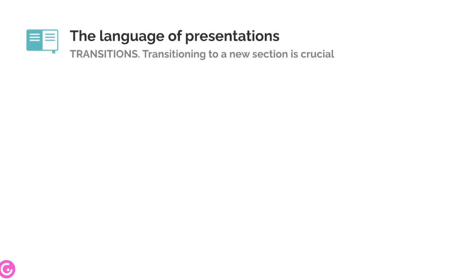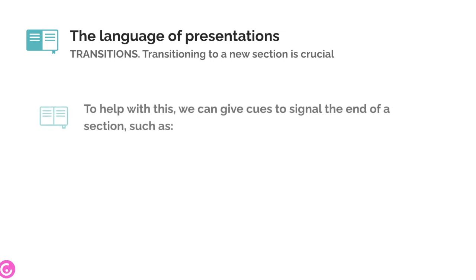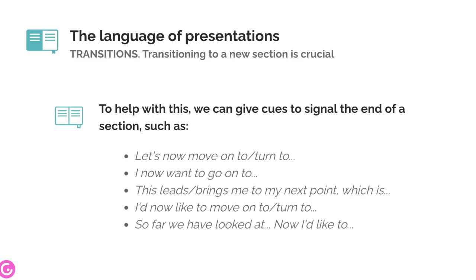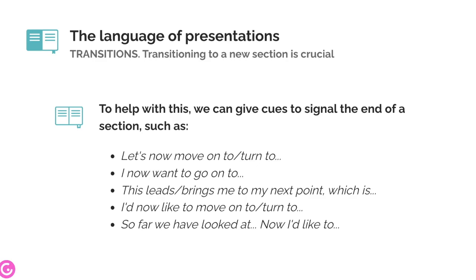Transitions. A vital part of any presentation is transitioning or moving on to a new section, because it is crucial to indicate when one section ends and another begins. To help with this, we can give cues to signal the end of a section, such as let's now move on to, let's now turn to, I now want to go on to. This leads or brings me to my next point, which is I'd now like to move on to or turn to. So far we have looked at, now I would like to.